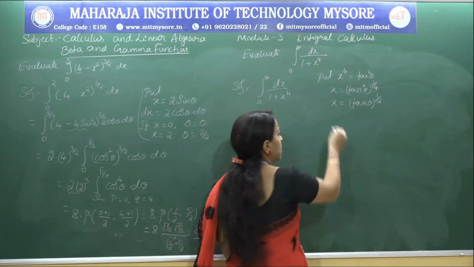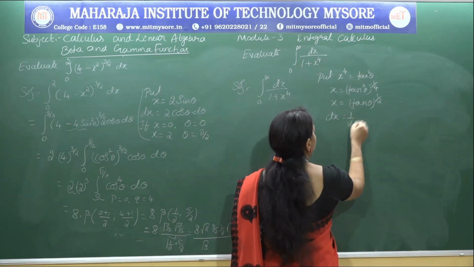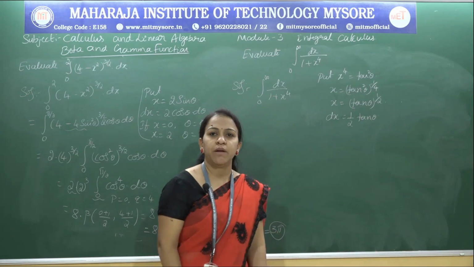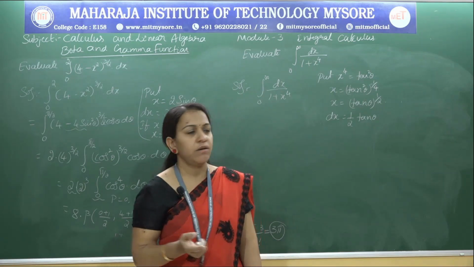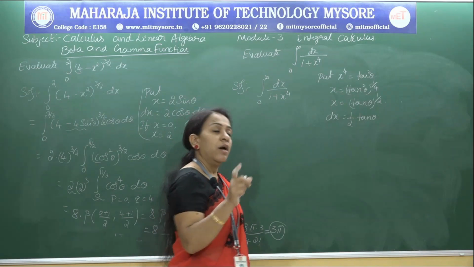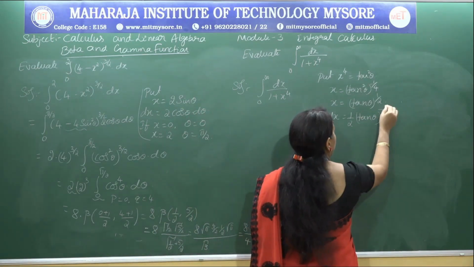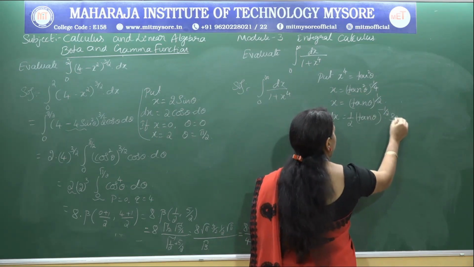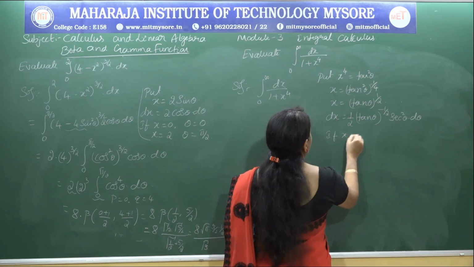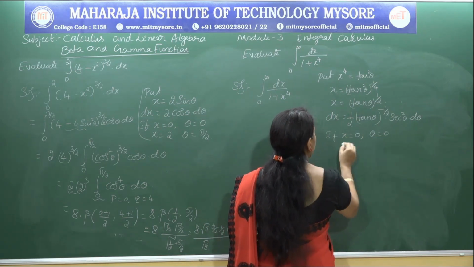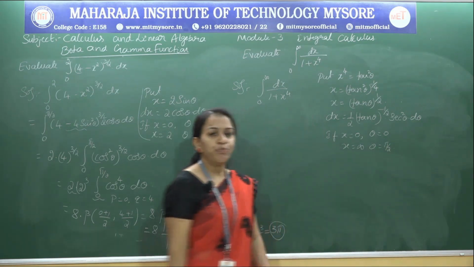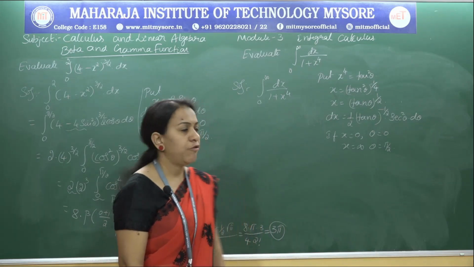Now get your dx, that is dx equal to 1 by 2 into tan theta to the power of 1 by 2 minus 1, because for x power n the derivative is n into x power n minus 1, right? So tan theta whole power 1 by 2, derivative 1 by 2 into tan theta whole power 1 by 2 minus 1, which will be minus 1 by 2, into the derivative of tan, secant square, into d theta. And if x is 0, of course theta is 0. If x is infinity, theta will be pi by 2, right? We know that tan 90 is infinity.